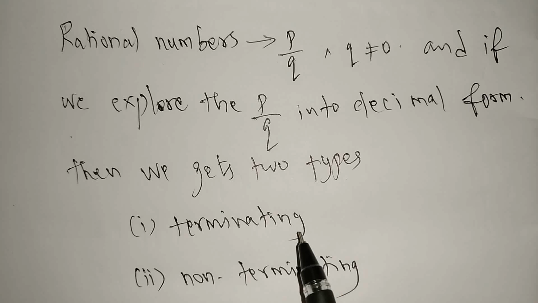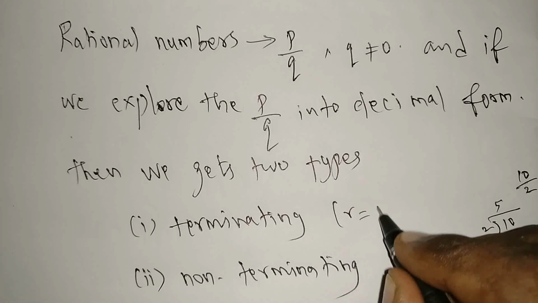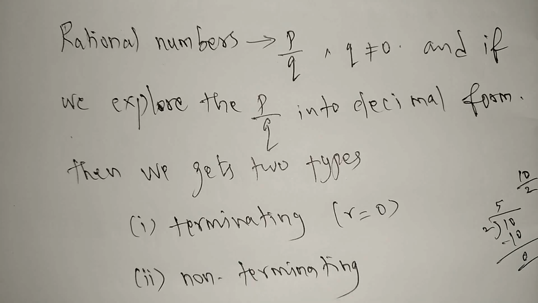Terminating, as we know, means the value will end. If you divide some number, suppose you take 10 by 2 and divide by long division, 5 twos are 10, so the remainder I am getting is 0. If the remainder is equal to 0, that is terminating.